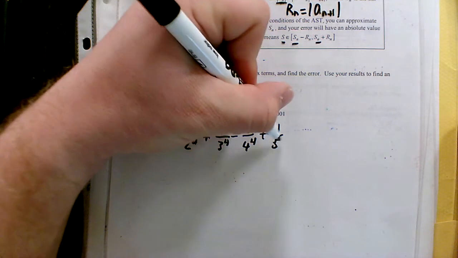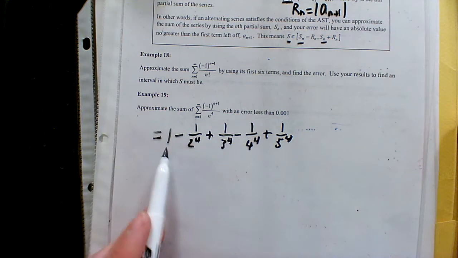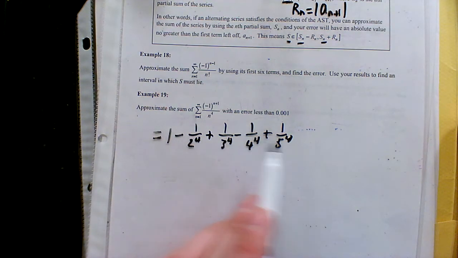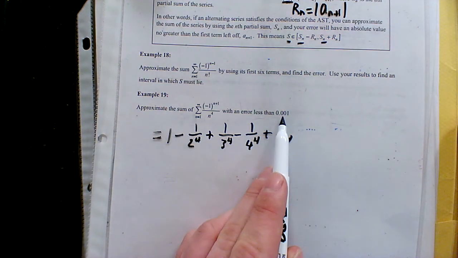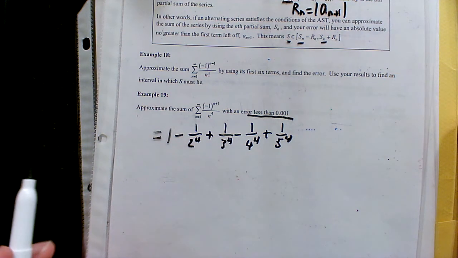Plus 1 over 5 to the 4th. So what we're looking for here, and we may have to go a little further, is one of these values to be less than this value right here. We want an error less than 0.001.